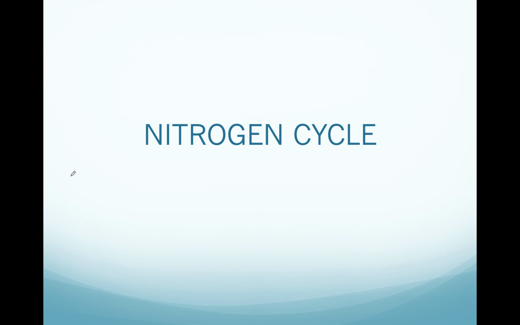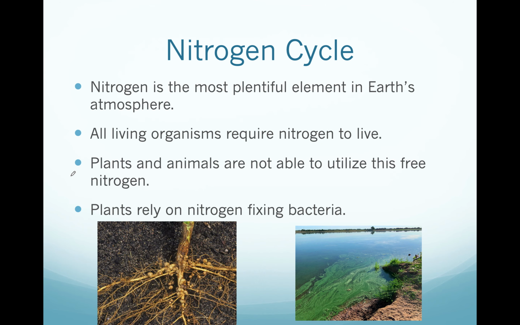So the nitrogen cycle. We're not going to go into a lot of detail about the nitrogen cycle. This is just a very brief overview. Nitrogen is the most plentiful element in Earth's atmosphere. All living things require nitrogen to live. Plants and animals are not able to utilize this free nitrogen that is floating around in the atmosphere. And plants rely on nitrogen-fixing bacteria in order to get nitrogen.